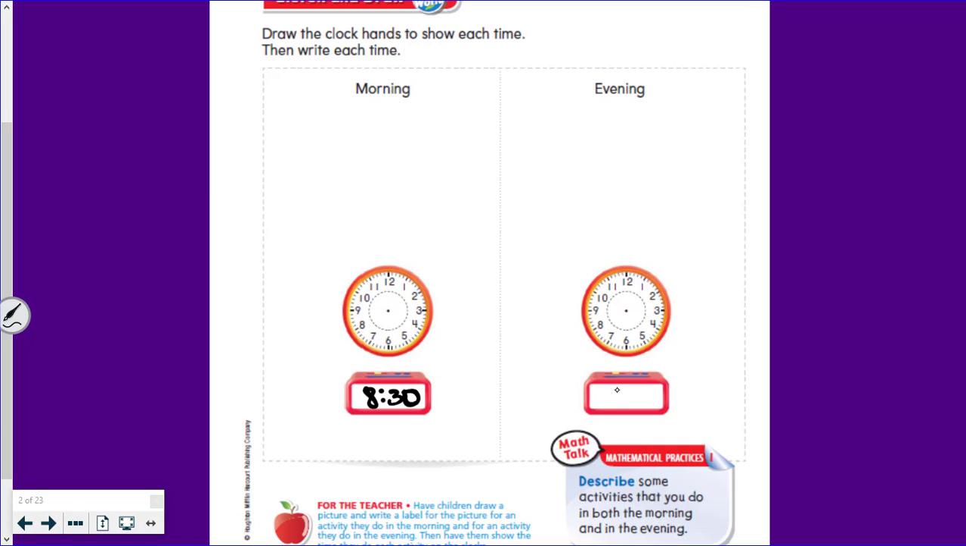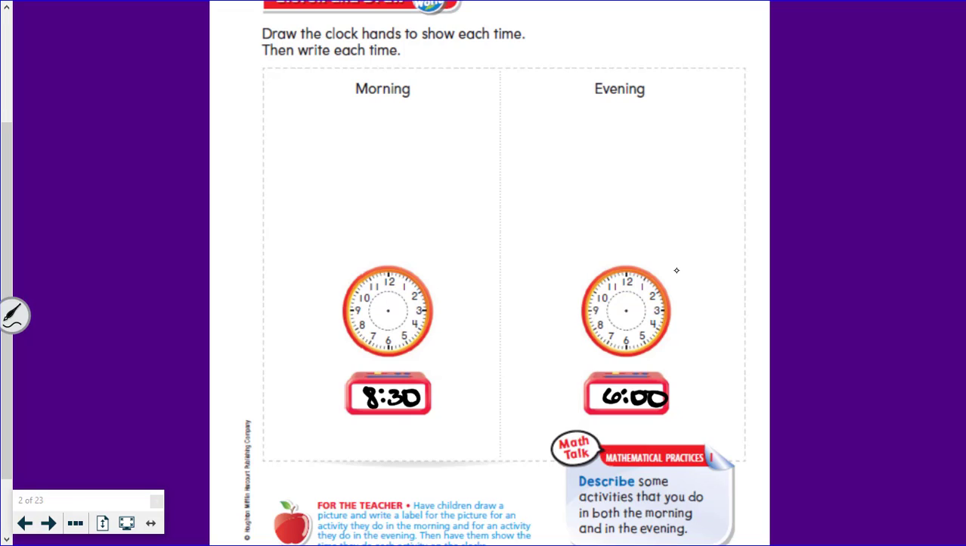And then something you might do in the evening is eat dinner. How about 6 o'clock? At 6 o'clock, we usually eat dinner at our house. So 6 o'clock in the evening, we eat dinner. So I want you to draw the hands on the clock to show 6 o'clock, and then draw me a picture of you eating dinner at your table in the evening. So go ahead and pause your video and work through those two things.